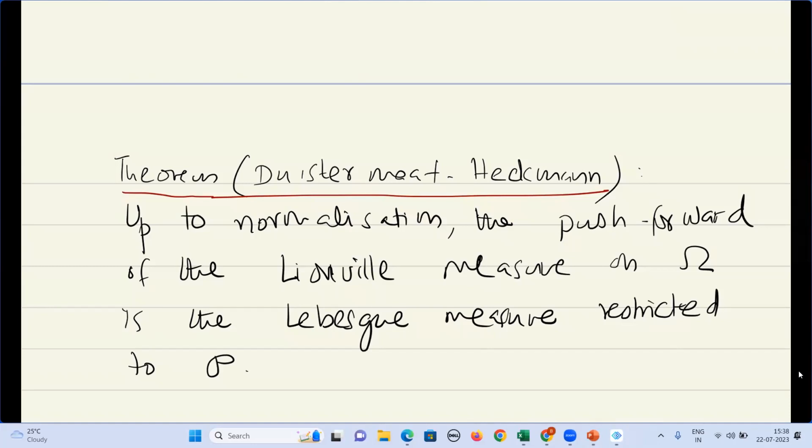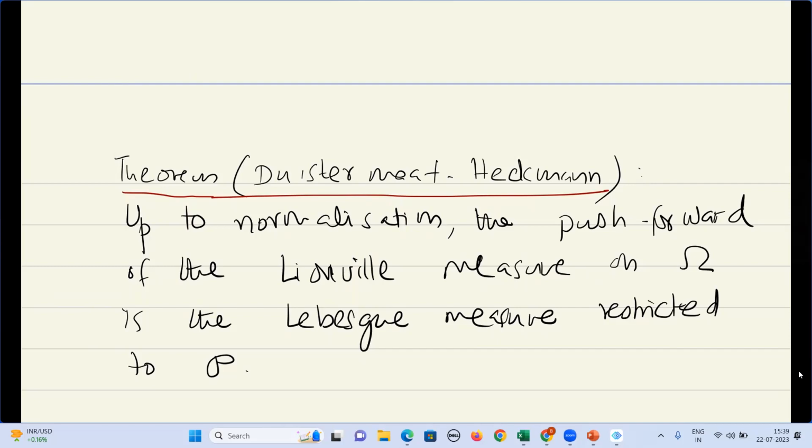And so the theorem of Duistermaat-Heckman is quite powerful. It says the push forward of the Liouville measure on omega by the moment map is the Lebesgue measure on Rn restricted to the polytope.